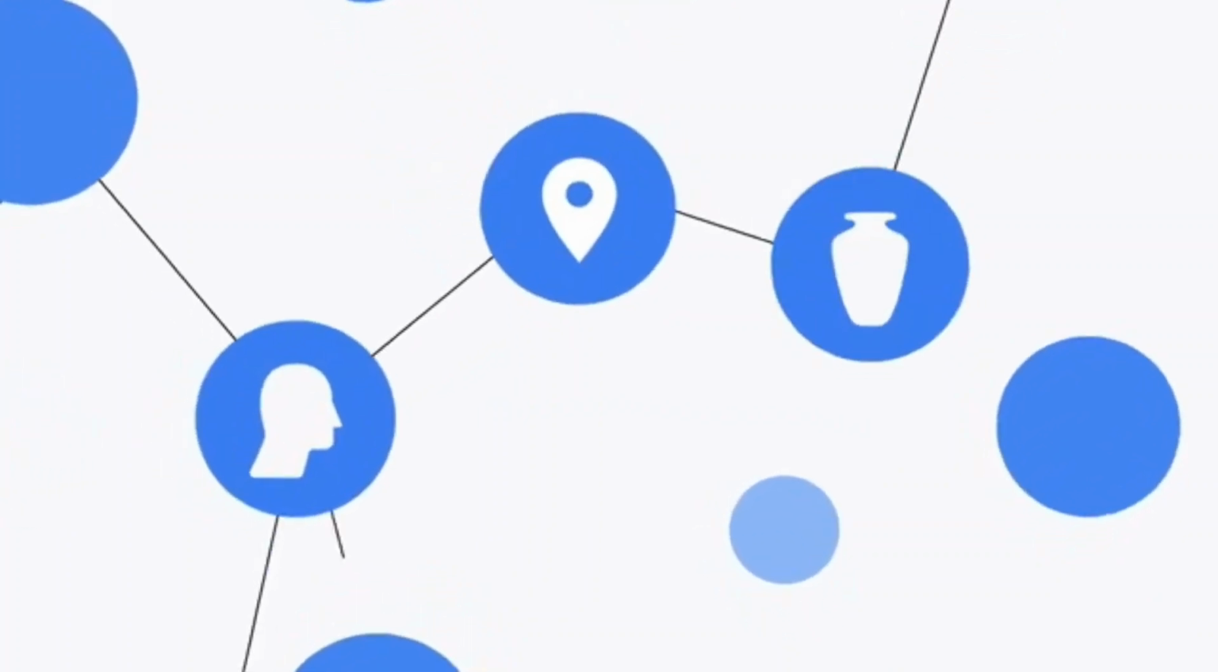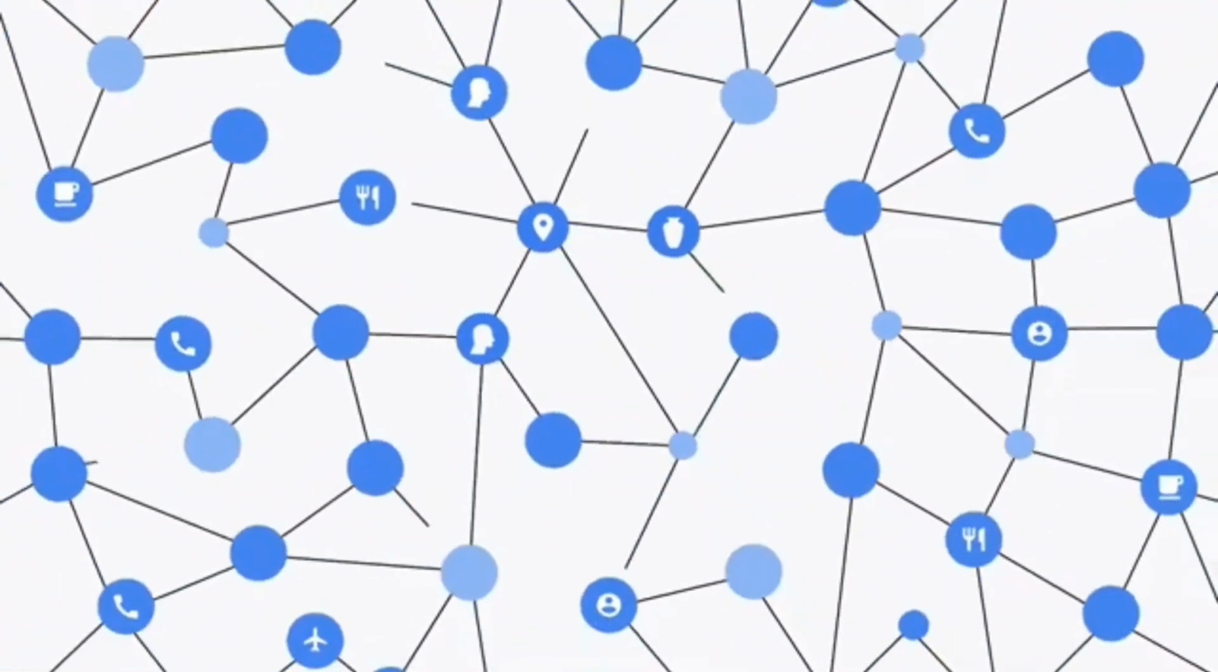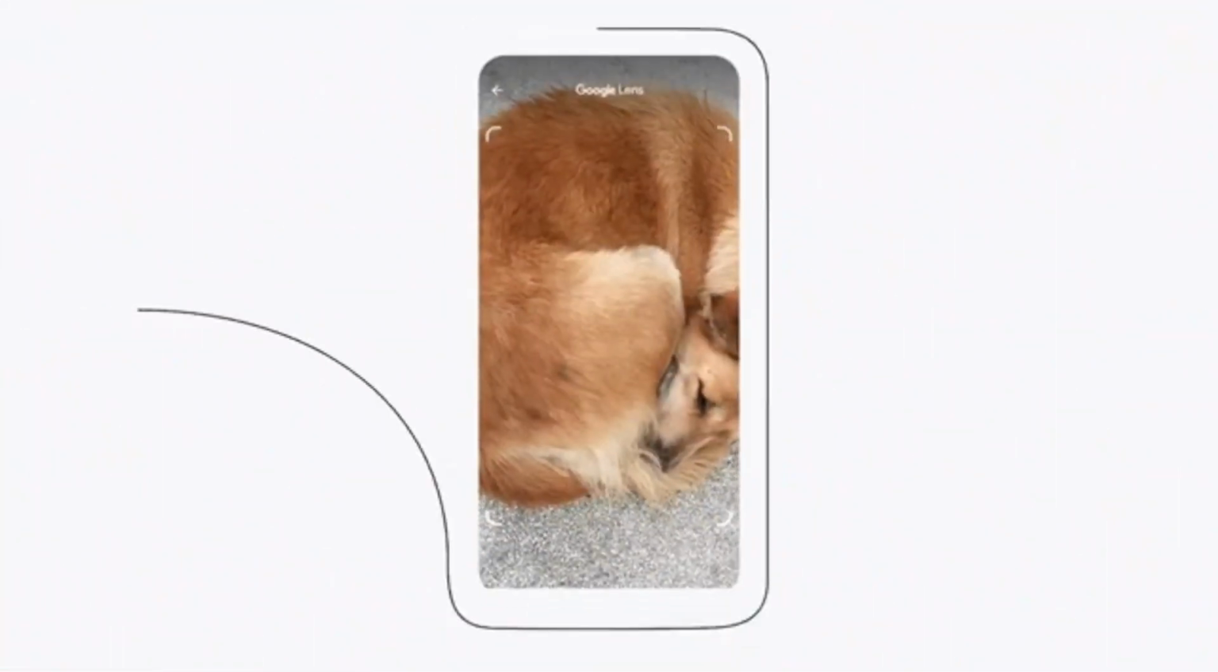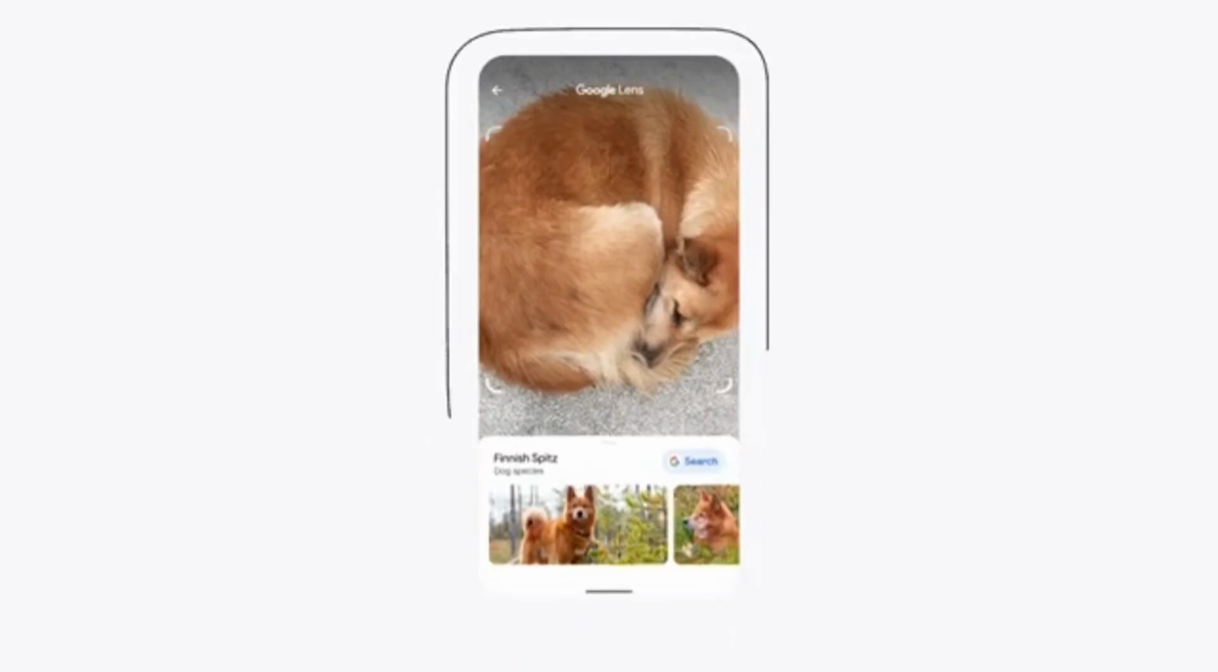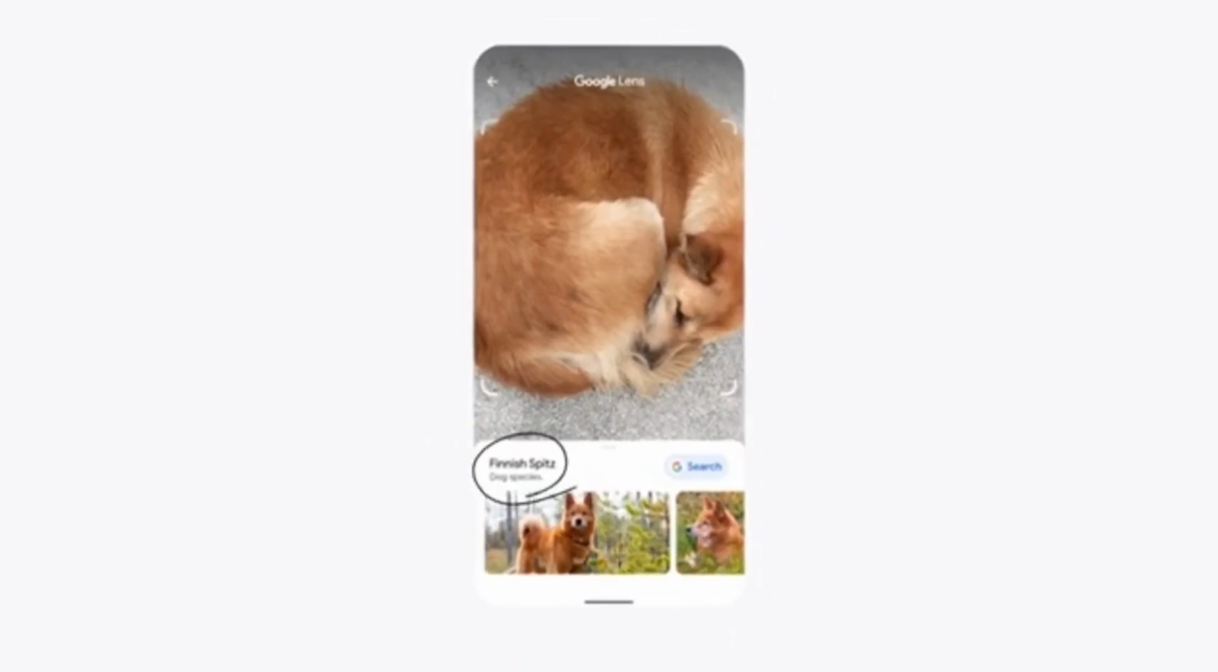But you don't always search something just to see more pictures of it. You want to know what it is. That's where the knowledge graph comes in, a collection of billions of facts about people, places, and things. The knowledge graph understands relationships between objects, so it can help us understand and label them. And in this case, tell you that this particular dog is called Finnish Spitz.